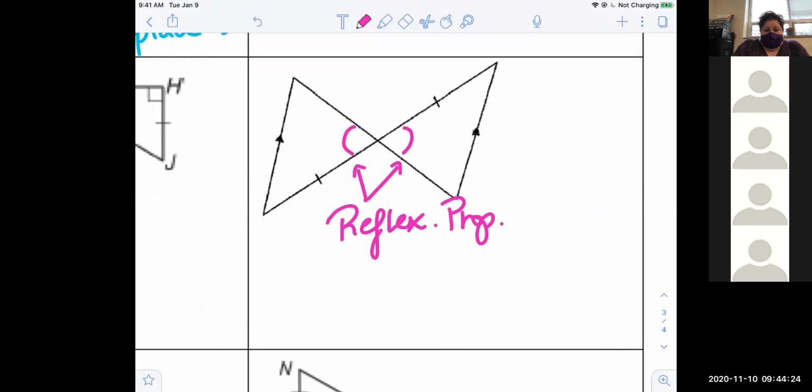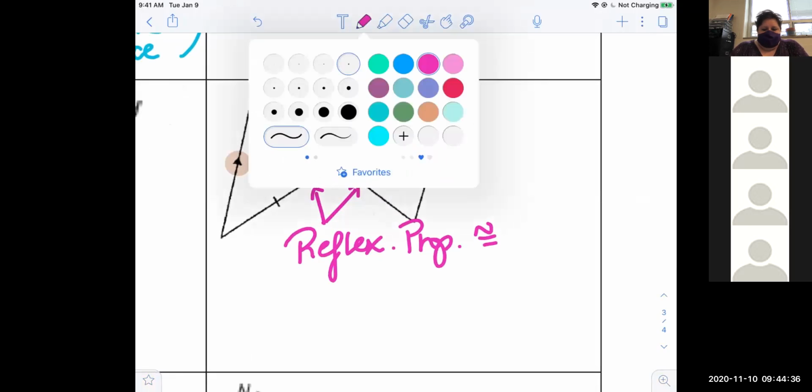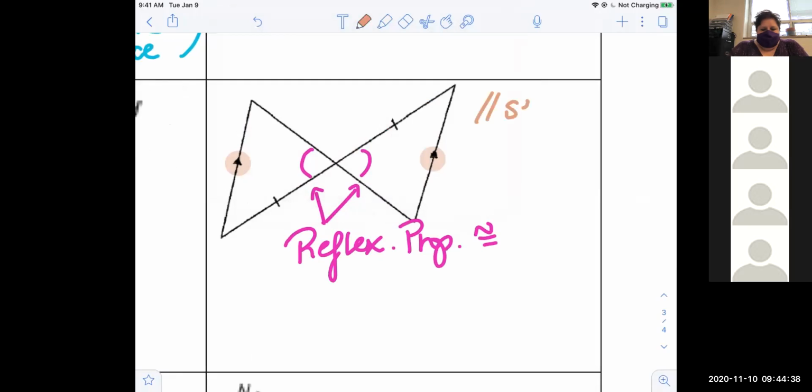Okay, right now we have one pair of angles and one pair of sides. Notice that these little symbols mean what? Parallel. They are not necessarily congruent. Okay, so be careful about that because parallel segments are not necessarily congruent.